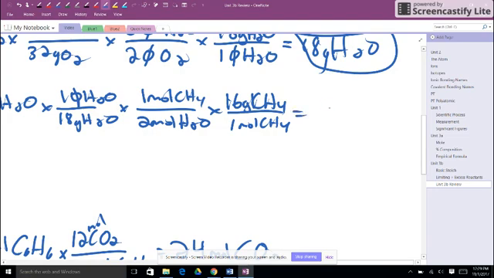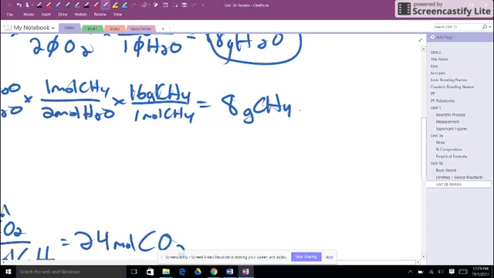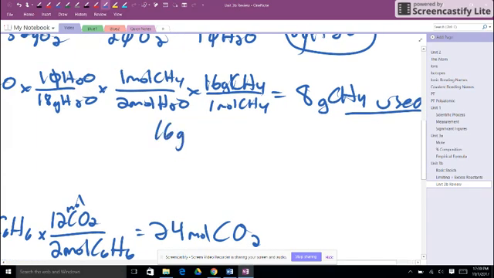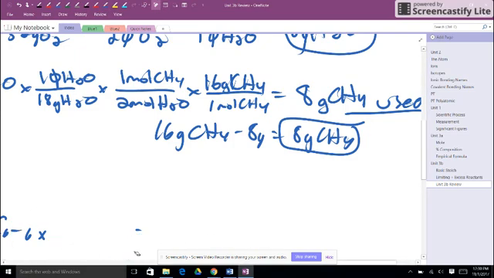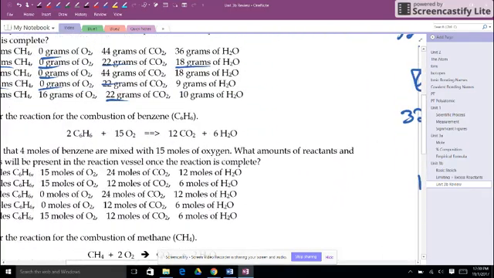And we find out that 8 grams of CH4 were used. We started with 16 grams minus your 8. It means you're going to have 8 grams of CH4 left over. So I think this kind of shows how you could go about this problem the long way to calculate how much of these 4 substances are there at the end.